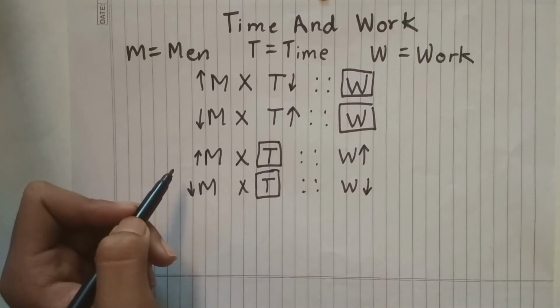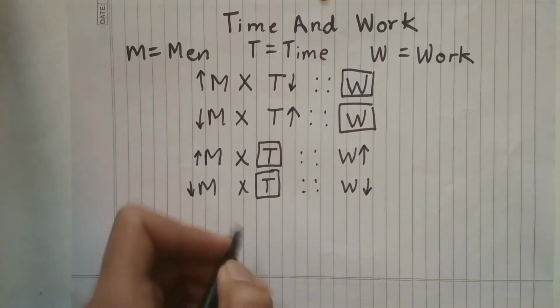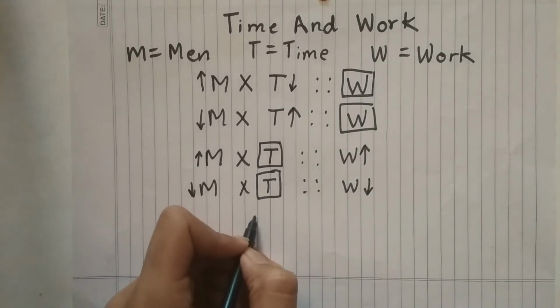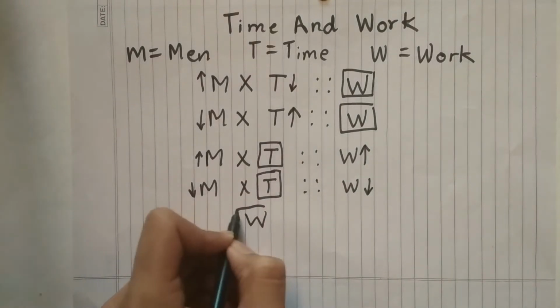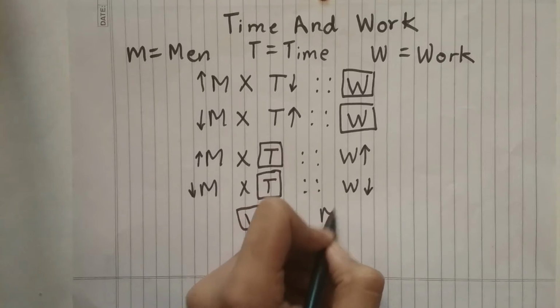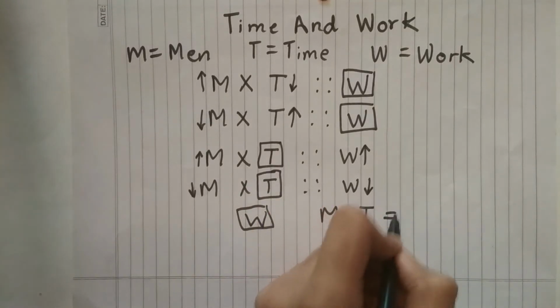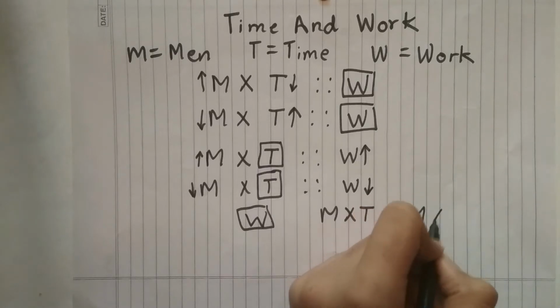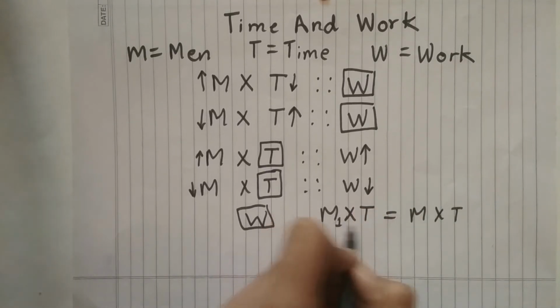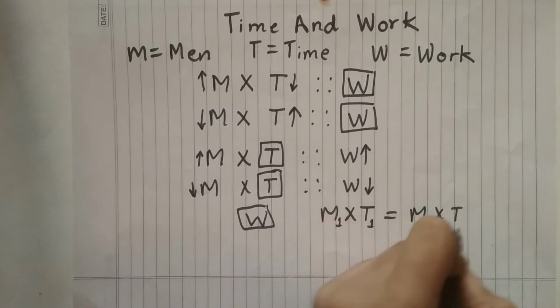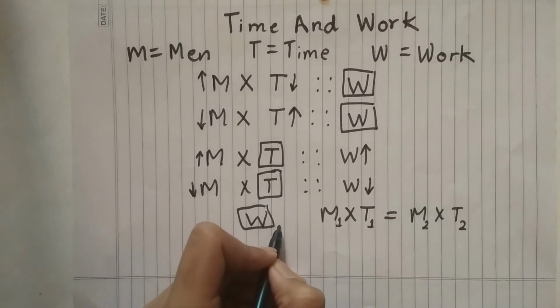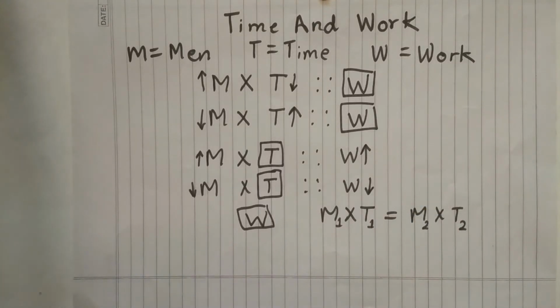Now let's see one more thing. If the work in two conditions is the same, then the product of men into time in the first condition is equal to the product of men into time in the second condition, if the work is constant. Only if the work is constant in both conditions. Now let's see this in action.